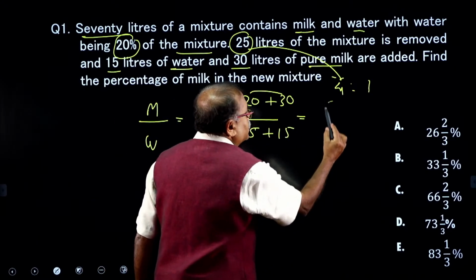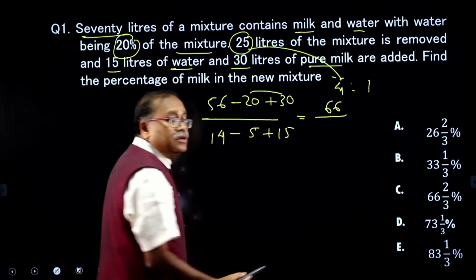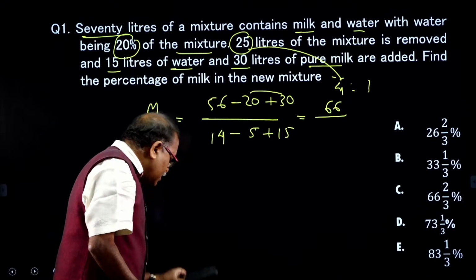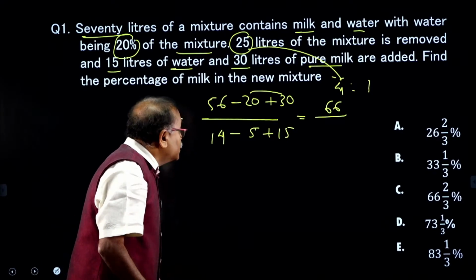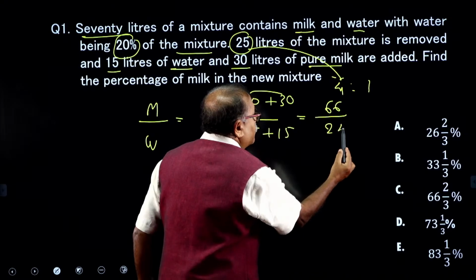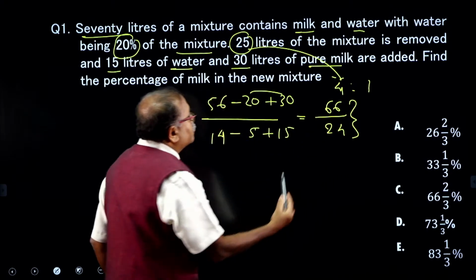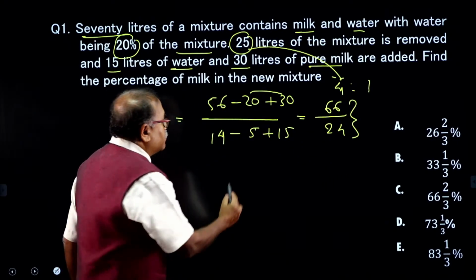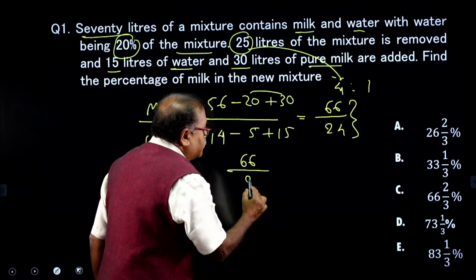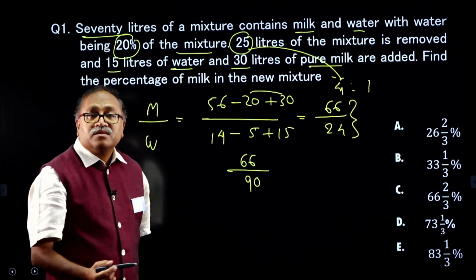So, I got this as 66. And look at this one, Chenna Rakesh, I think. Yes, Chenna Rakesh, please see here, this is 24. Now, the milk is what percentage of the mixture? The milk is 66 and the mixture is 90. That is over.